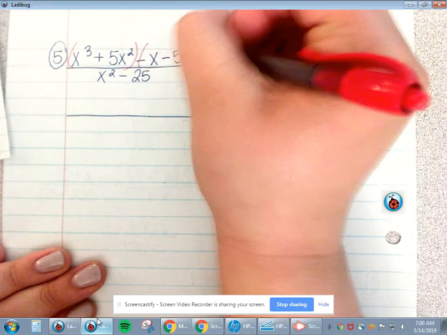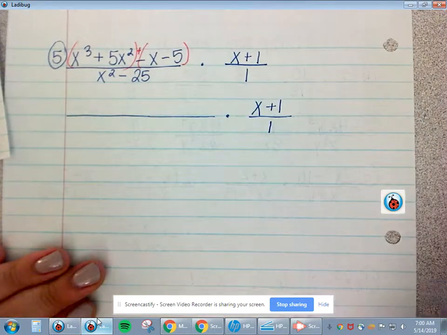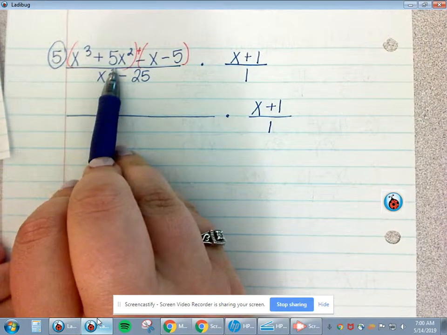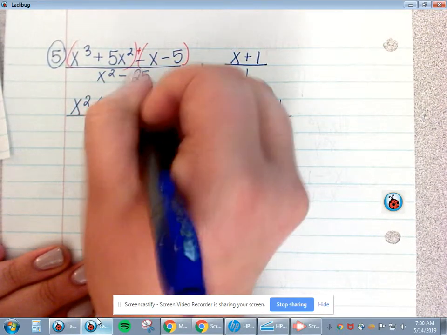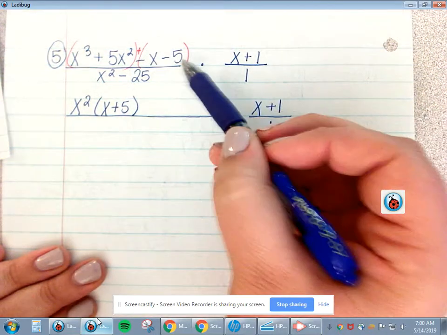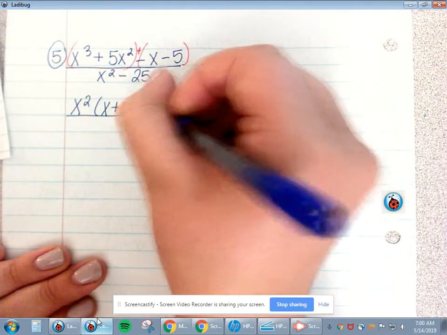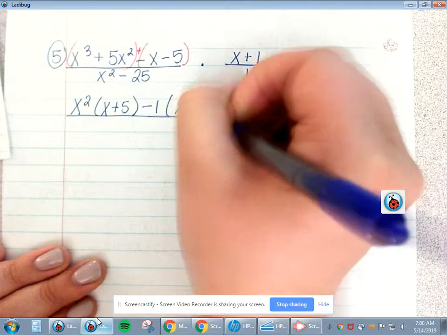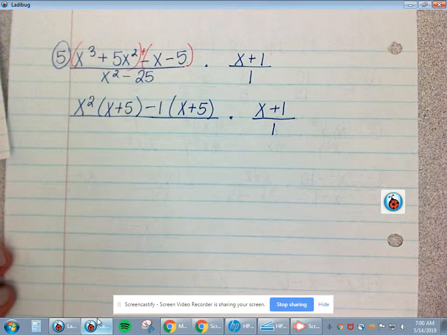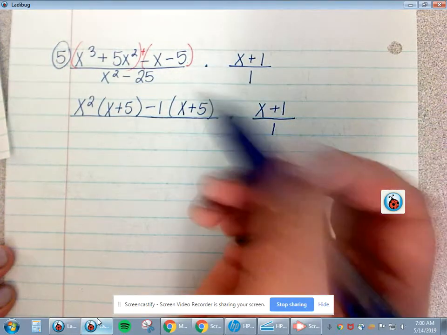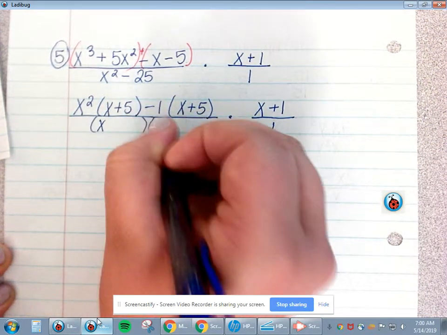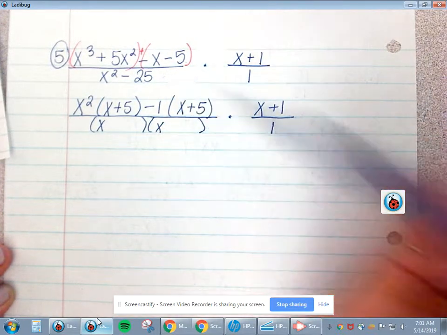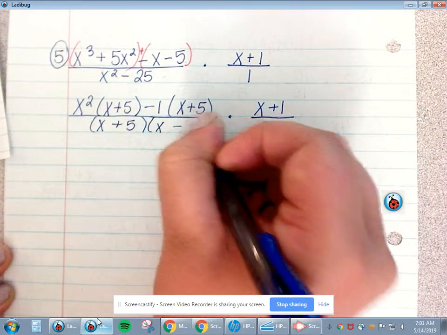So we're looking to find a mini GCF here and here. So what comes out of x cubed plus 5x squared, we can pull out an x squared, and we're left with an x plus 5. And what comes out of negative x minus 5 is I can pull out a -1, and I'm left with an x plus 5. On the bottom, that's difference of squares, or you can think of there as being 0 x's. So we would need factors of 25 that add to 0 would be positive 5 and negative 5.